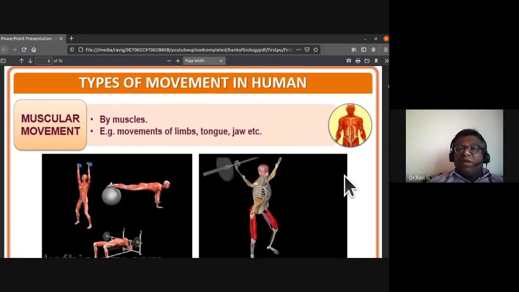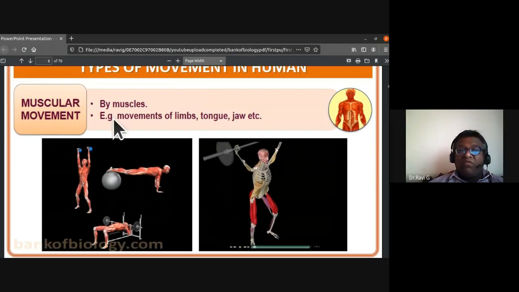So the types of movement in human beings. I told you lifting, running, jogging. See here, a person is doing a lot of exercises. Each of them are muscular movements, isn't it? So he's building up his muscles by the movement of muscles. So the muscles are built by the movement along with the weights that help them in building up of the muscles. Example, movement of limbs, tongue, jaw, etc. is also muscular movement.